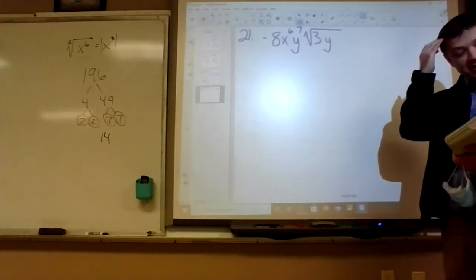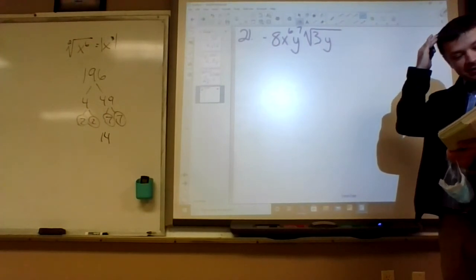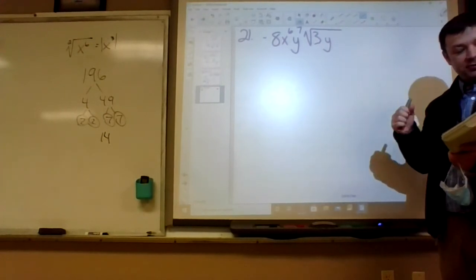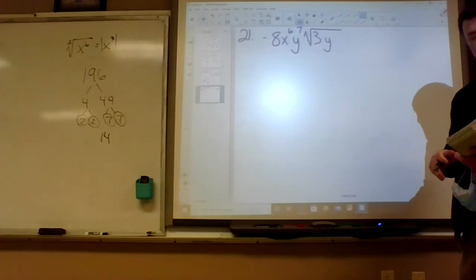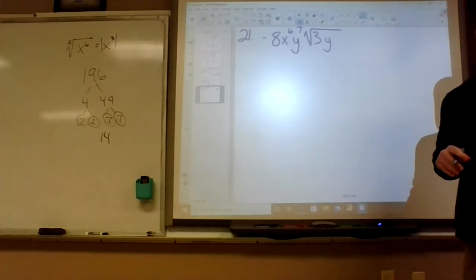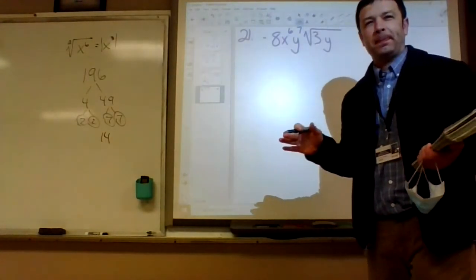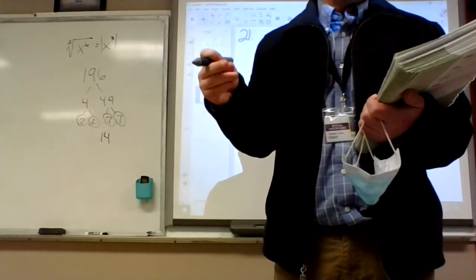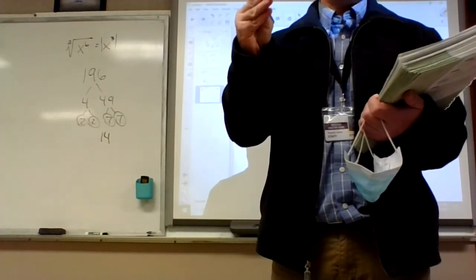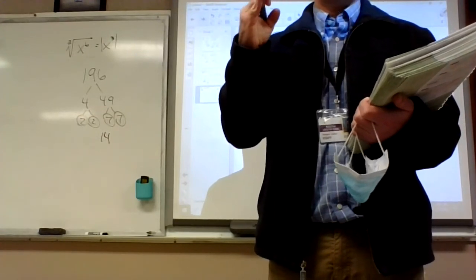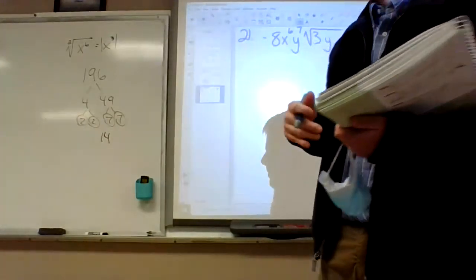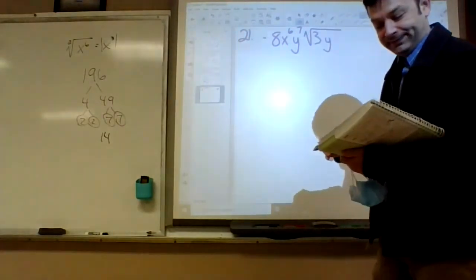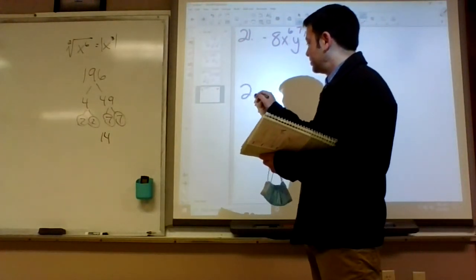Alright, 23. Kind of the same, but short and sweet. Oh, they took out the rule that all the variables represent positive numbers. That means if we have an even power under a square root or something, we're going to have to put the absolute value. Okay, 23.